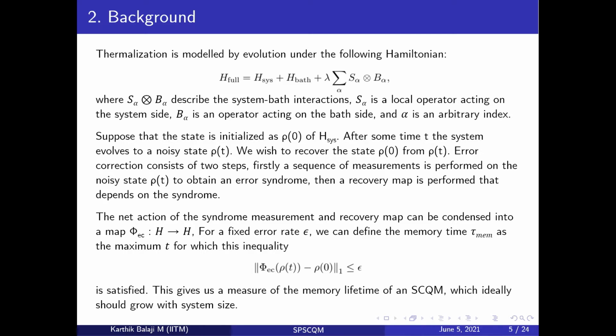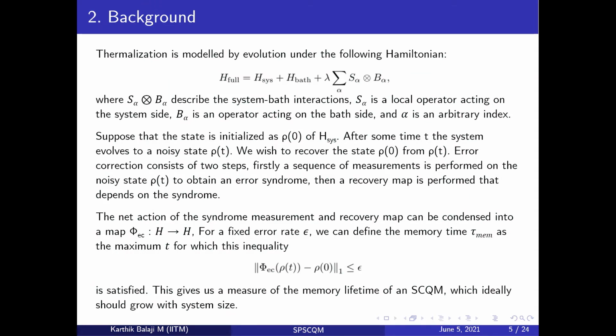Now, assume that the state is initialized as rho naught. After some time, it evolves to rho t. We wish to recover rho 0 from rho t, which can be done by error correction, and it consists of 2 steps. Firstly, a sequence of measurements is performed on the noisy state to obtain an error syndrome. Then a recovery map is performed that depends on the syndrome.